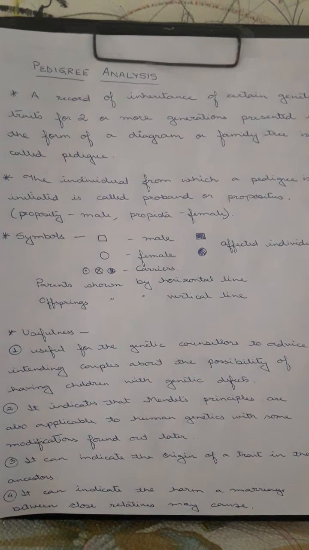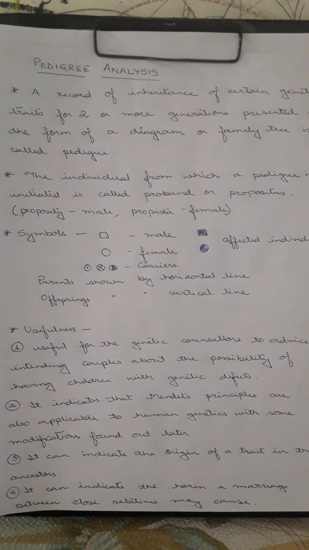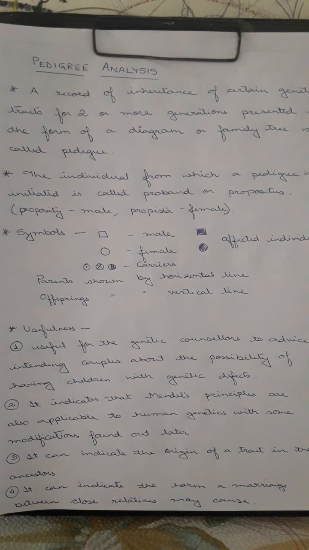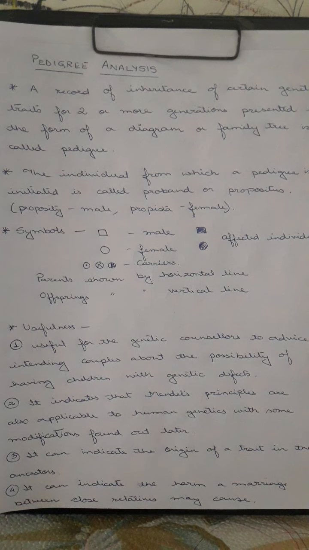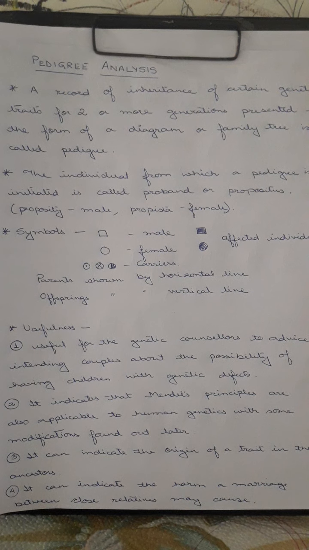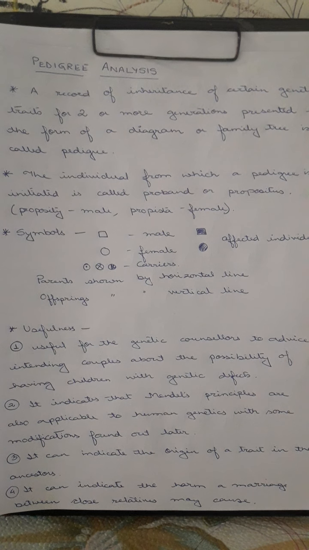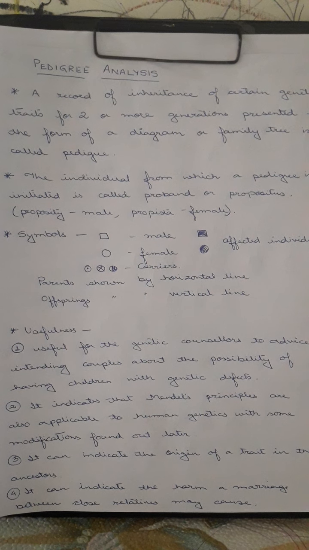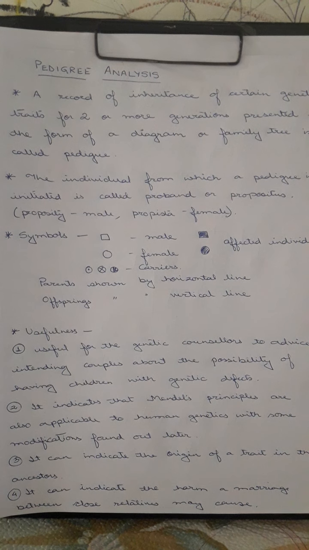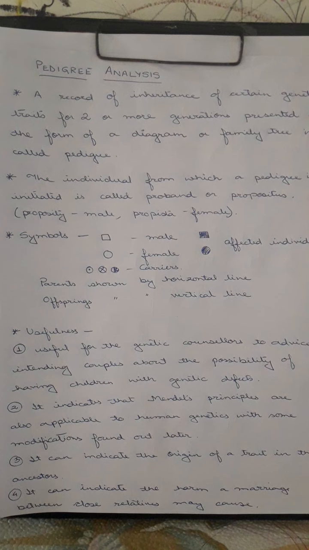Now here, the individuals that are under study are known as the proband or the propositus. If it is a male organism, we call it propositus. If it is a female organism, we call it proposita. Got it? So proband or propositus are the individuals which are under study in pedigree analysis.